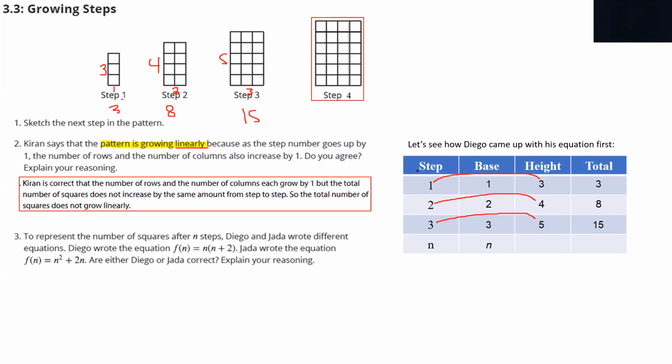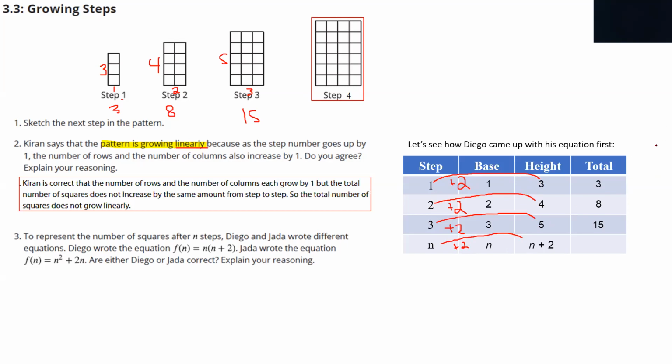So you should notice that our step is always 2 less than our height, meaning that if we add our step plus 2, we will get our height. 2 plus 2 will give us our height. 3 plus 2 will give us our height. So if our step was n and I wanted to find our height, we would follow that pattern and we would have n plus 2 be our height.